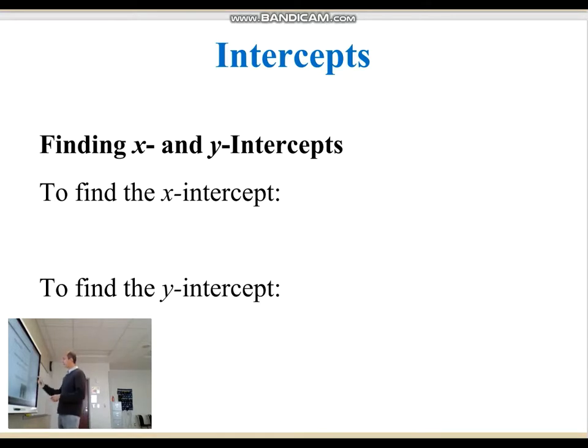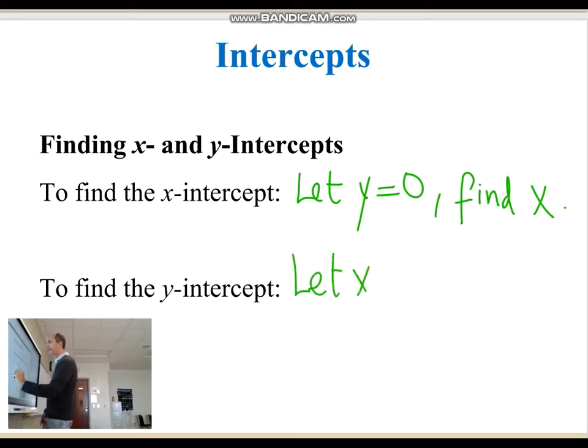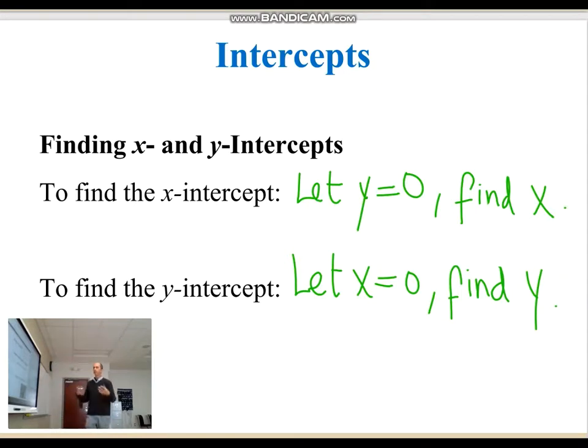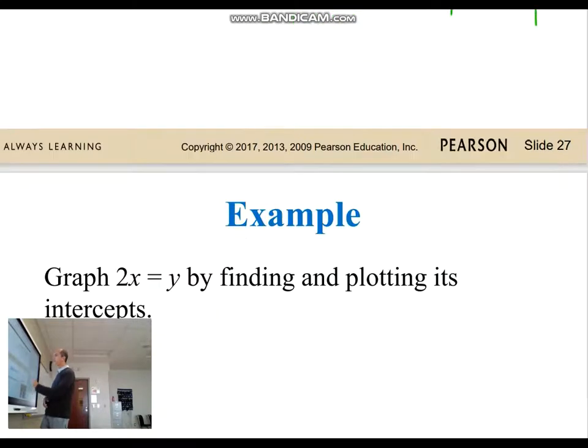Conclusion from what we have seen, you have learned: to find the x-intercept, you let y equal 0 and find x. And to find the y-intercept, you let x equal 0 and find y. This is the conclusion. This is what we will apply a lot on exercises, on examples, when talking about the x-intercept and y-intercept.